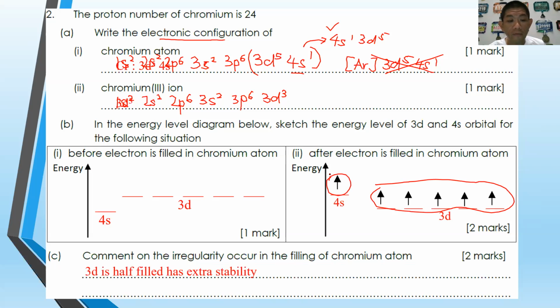You have to mention that 3d is half filled as it has extra stability, and the other point is that the 4s orbital is filled with a single electron, because in a normal trend you have to fill in the 4s orbital before filling in 3d. You have to fill 4s fully before filling 3d, isn't it? So supposedly it's 3d4 4s2, but because the half-filled orbital is more stable, that is why you fill in as 3d5 4s1. So that is how you answer question number 2.